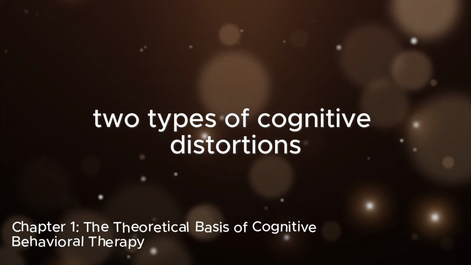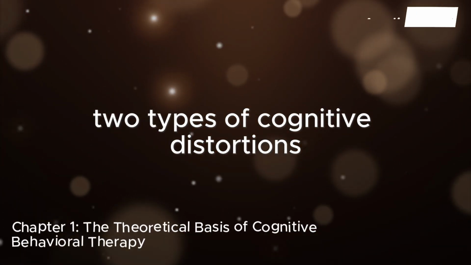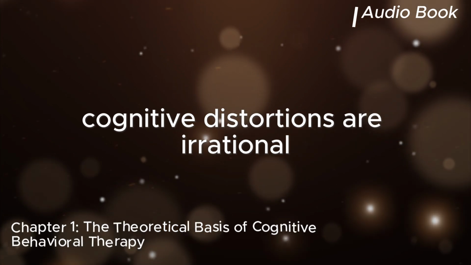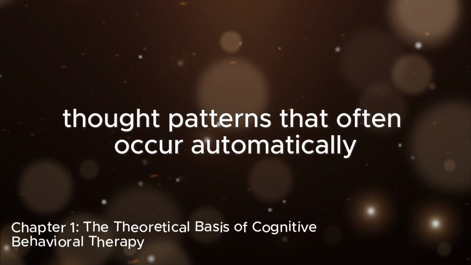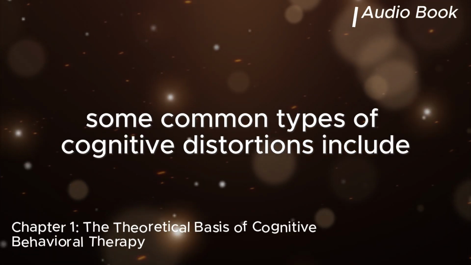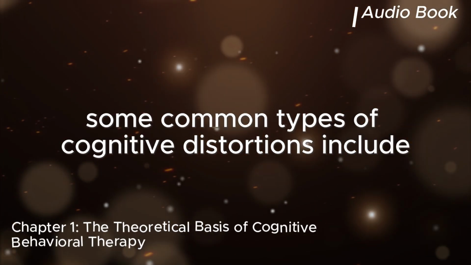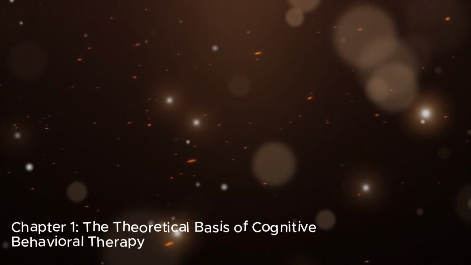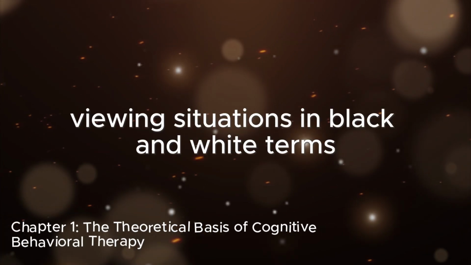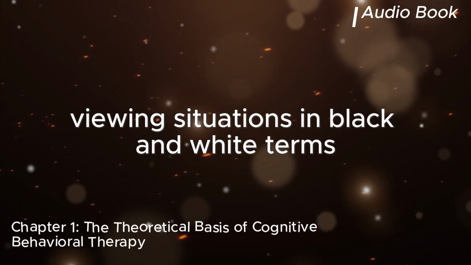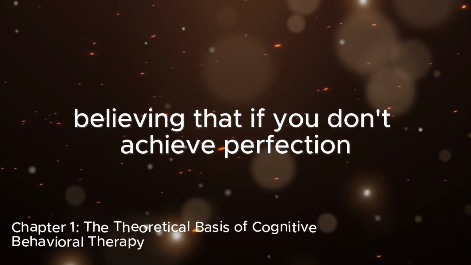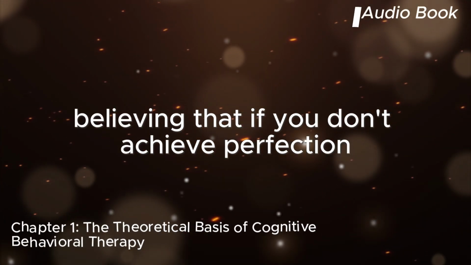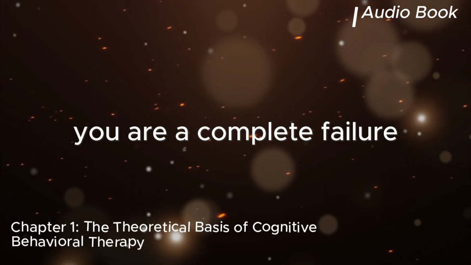2. Types of cognitive distortions. Cognitive distortions are irrational or exaggerated thought patterns that often occur automatically. Some common types of cognitive distortions include all-or-nothing thinking, viewing situations in black and white terms without recognizing any middle ground. For instance, believing that if you don't achieve perfection, you are a complete failure.